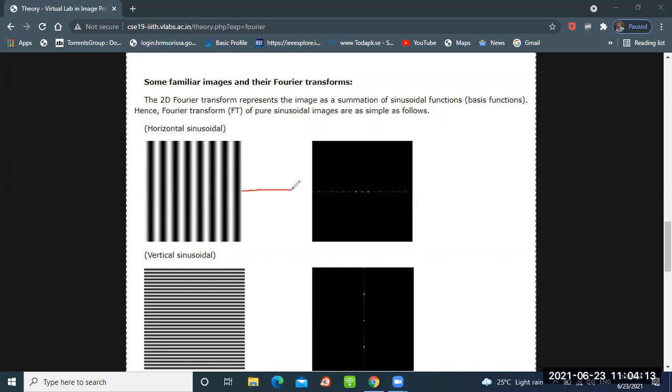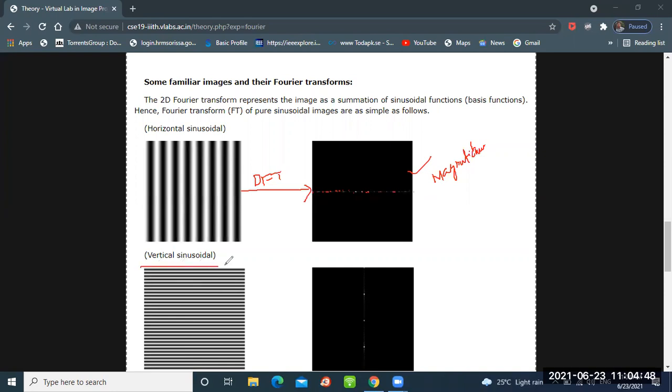Whenever I perform a DFT over it, you will get an image like this, which is basically the magnitude spectrum. You can see here the horizontal line bars are converted to a single dotted line. This single dotted line is basically the source, that is, your pure basic sinusoidal image.